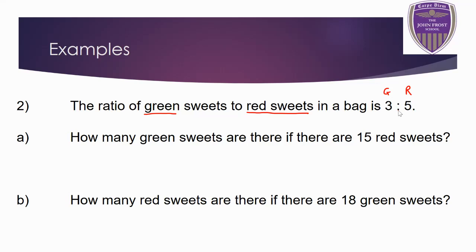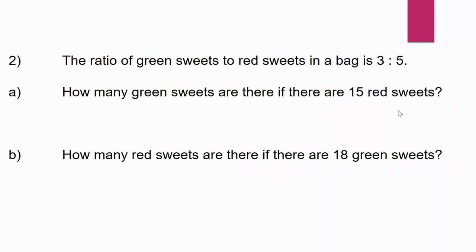Okay, let's have a look at how we solve this question then. So we've got green and red. So every time we do a question, note down green to red is 3 to 5.